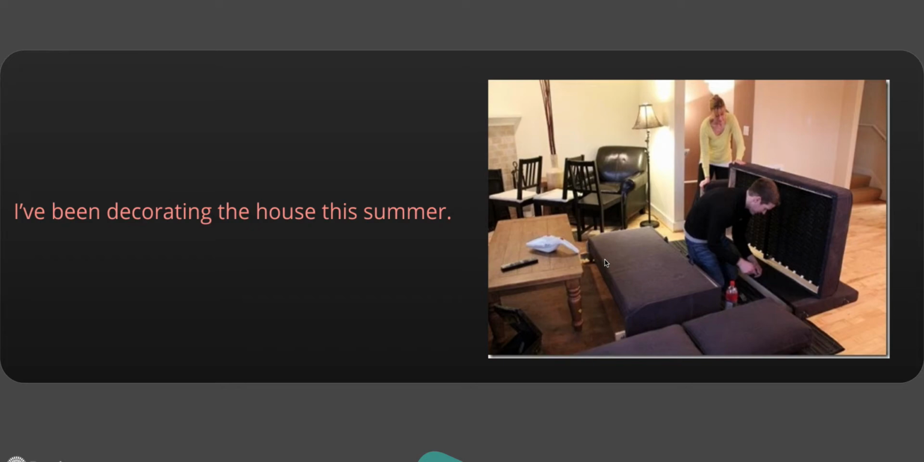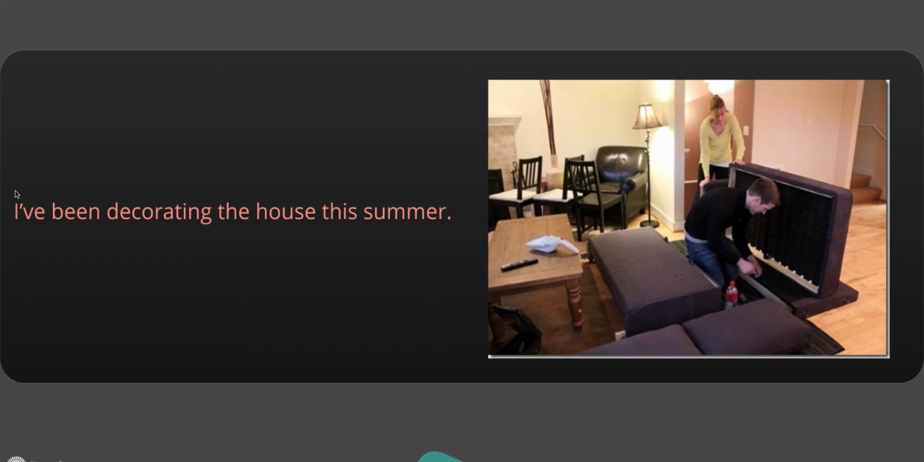I've been decorating the house this summer. Is this in present perfect simple or continuous? I think perfect continuous because it has been and the verb with ing. Okay. So that's the first thing that you can use to identify. Of course, you have been and you have the verb with ing. But also, I've been decorating the house this summer means that the summer is not finished yet. Means that you are still working on the decoration of your house.